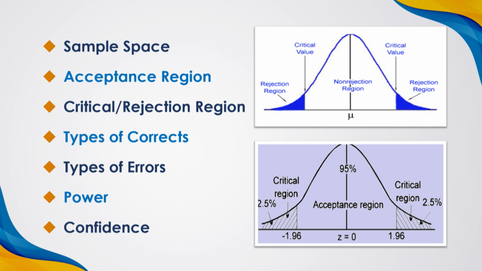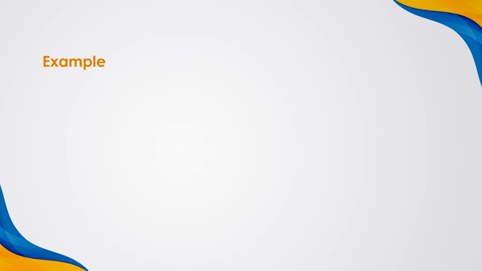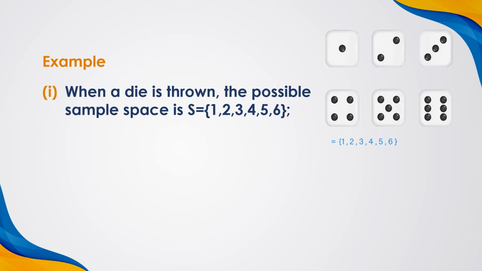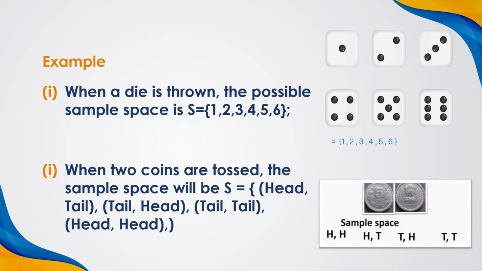Coming to these regions, consider what the sample space is. When an experiment is conducted, for example die throwing, you will have all possible outcomes. There are 6 possible outcomes, whereas if you toss two coins the possible outcomes are 4, namely head and head, head and tail, tail and head, tail and tail.